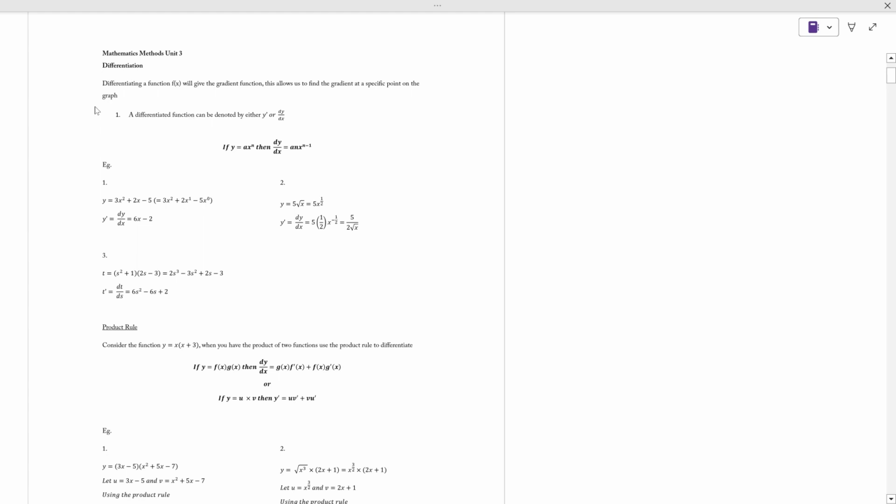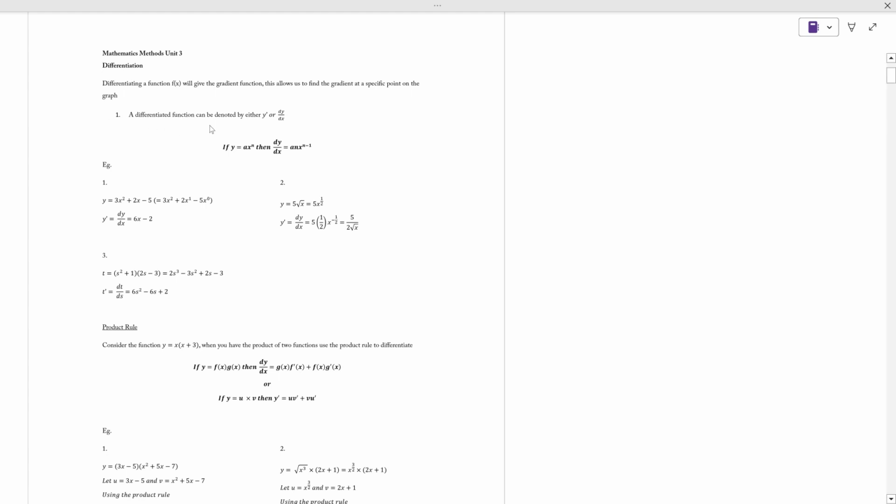So in layman's terms, whenever you get given a function, if you apply the method of differentiation to it, you basically get what is called a gradient function. And that allows you to find any gradient along that function at any given point. So let's get into it.